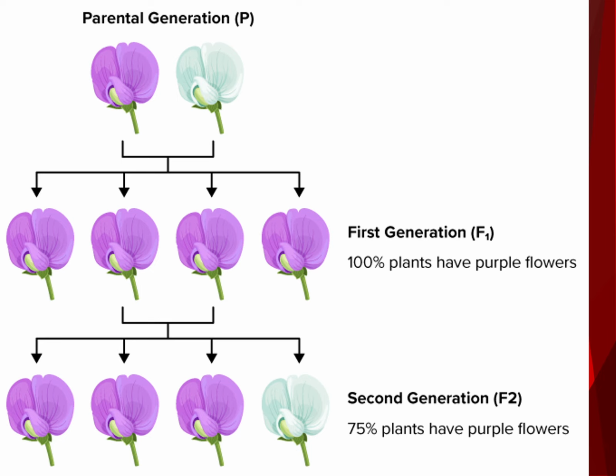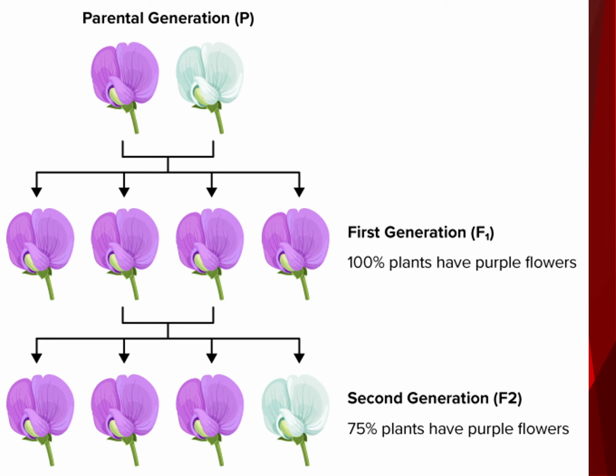Surprisingly, Mendel found that all of the F1 generation plants had purple flowers, even though one of the parent plants had white flowers. Mendel wondered whether the trait of white flower color somehow disappeared during the breeding process. This turned out not to be true.